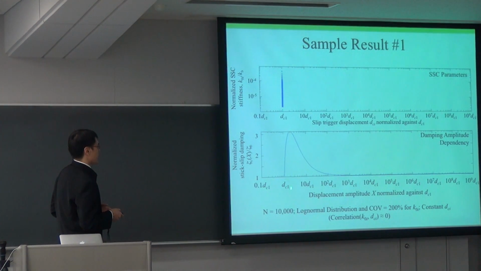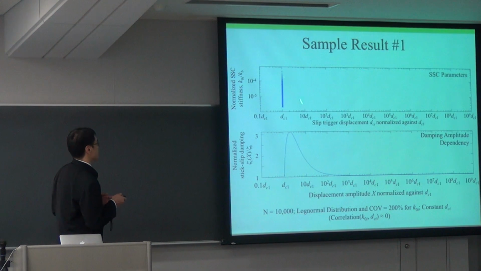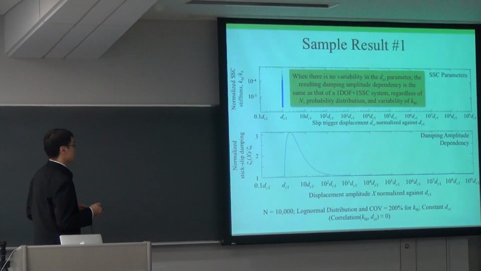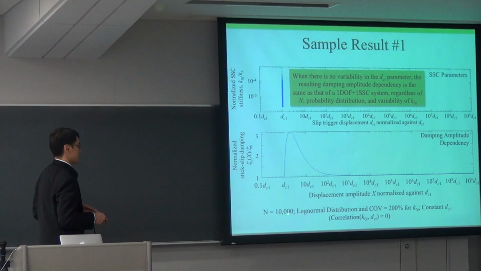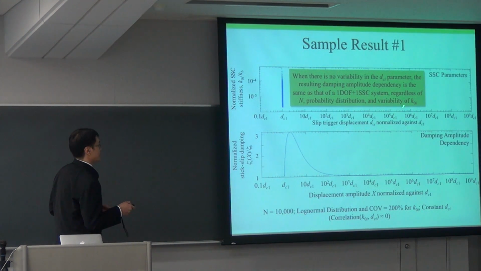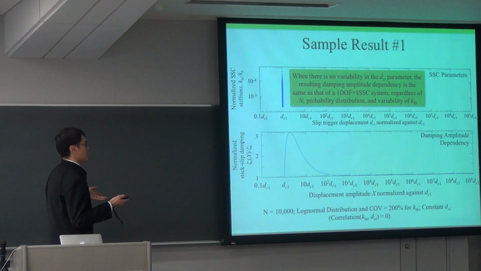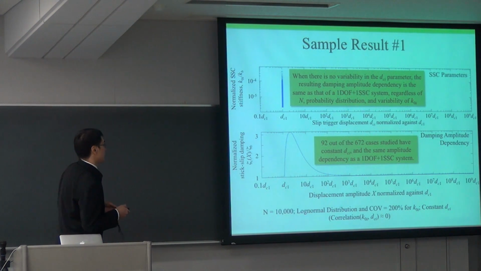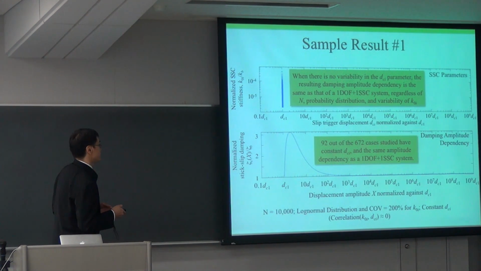Here's one sample result where I might have a very large coefficient of variation for the stiffness parameter, but 0 variation for the trigger displacement. So you can see these are the parameters: trigger displacement and stick-slip stiffness. And what happens is the result resembles that of a 1 DOF plus 1 stick-slip component system, regardless of n, here in this case I have 10,000, regardless of distribution and variability of k naught I. So if we have 0 variability in DCI, we would have a 1 DOF plus 1 stick-slip component system. And actually, 97 out of those 672 cases have resulted in this kind of damping amplitude dependency.